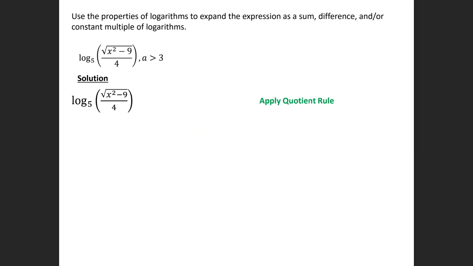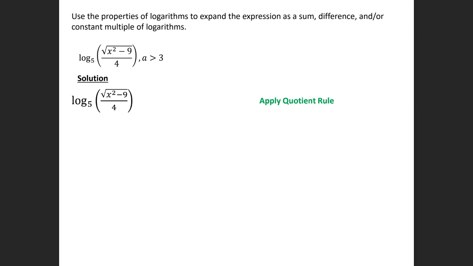Oh, I like this one. Okay. So we have again, the question says use properties of logs to expand the expression as a sum or difference and or constant multiples of logarithms. So here I have the log of base 5 and I have a quotient here. I have the square root of x squared minus 9 being divided by 4. Now, so let's go ahead and apply our quotient rule.